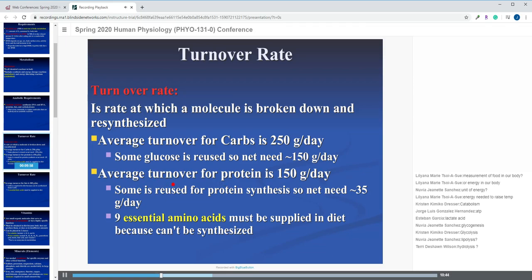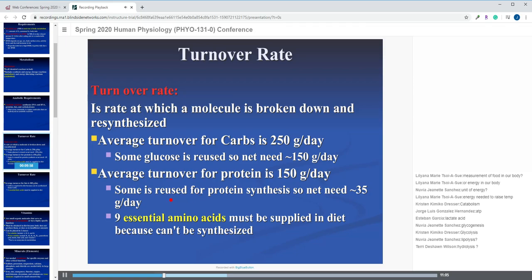The average turnover rate for protein is 150 grams per day, because some of this is reused for protein synthesis. So the net need is only 35 grams per day.